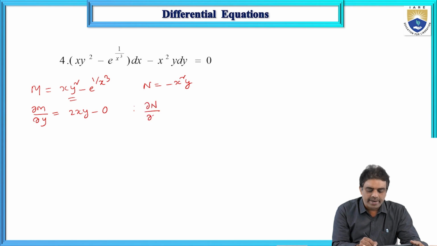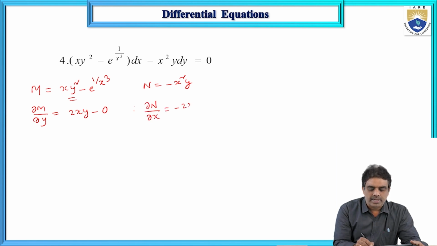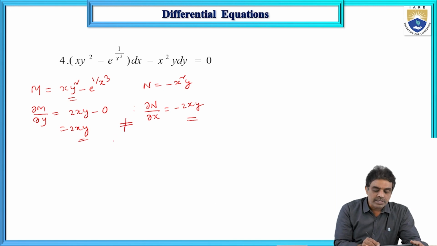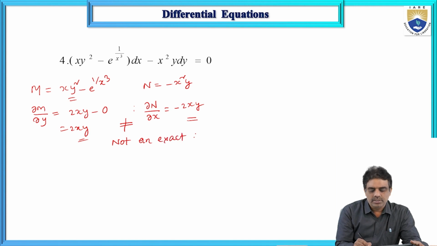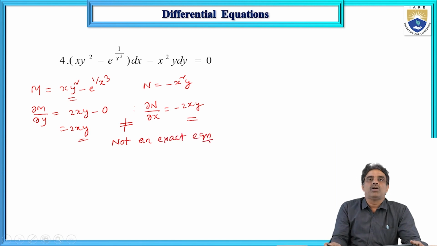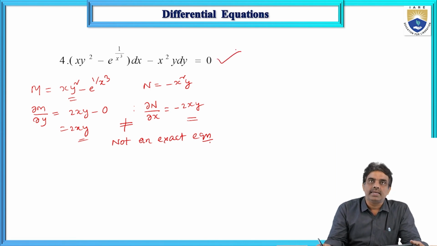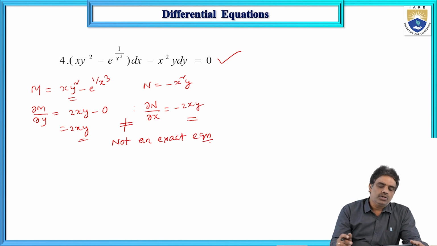And what is ∂N/∂x? ∂N/∂x is −2xy. This is 2xy and this is −2xy, so both are not equal. That means the equation is not an exact equation. So then what to do? If the equation is not exact, then we make it exact by using an integrating factor. That means we have to find a suitable function to multiply this equation so that it becomes an exact equation. You have different models to identify the integrating factor.